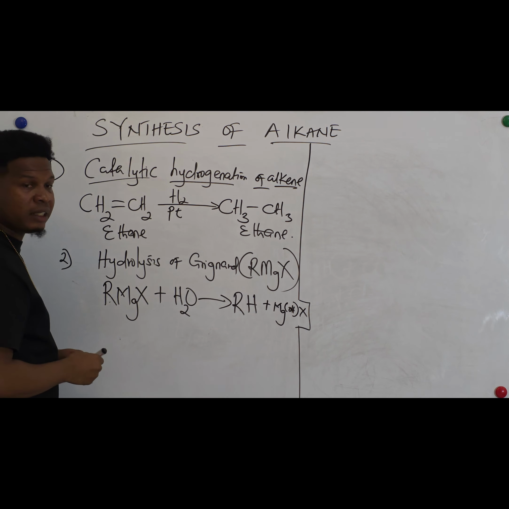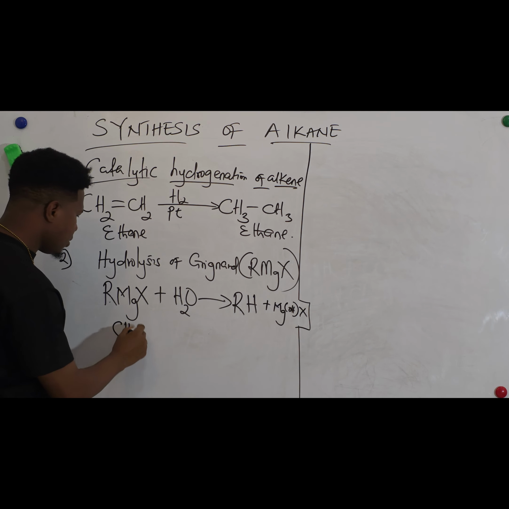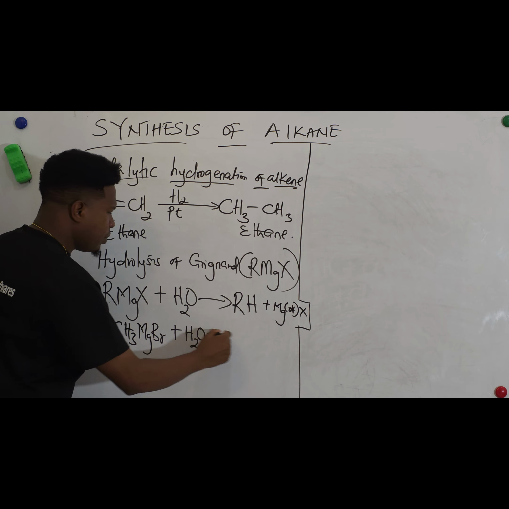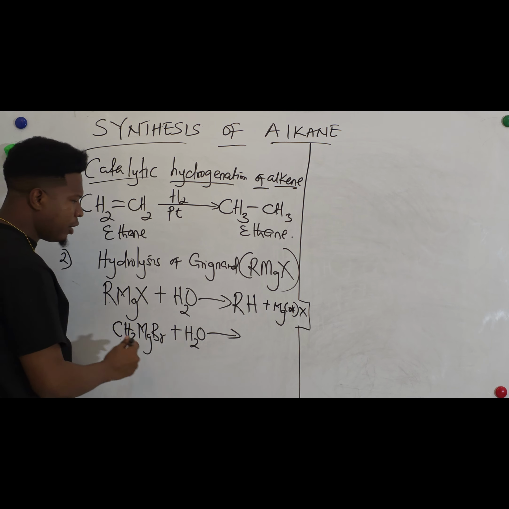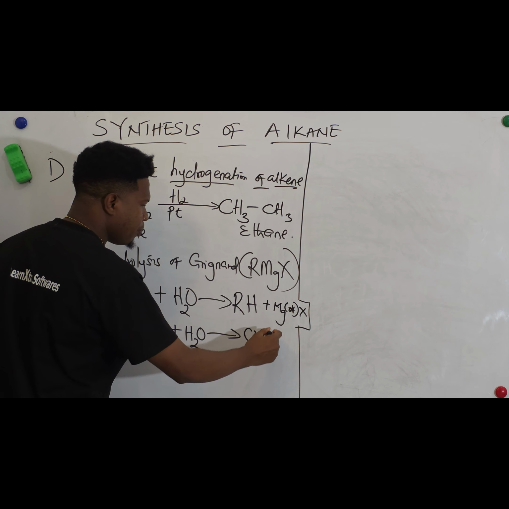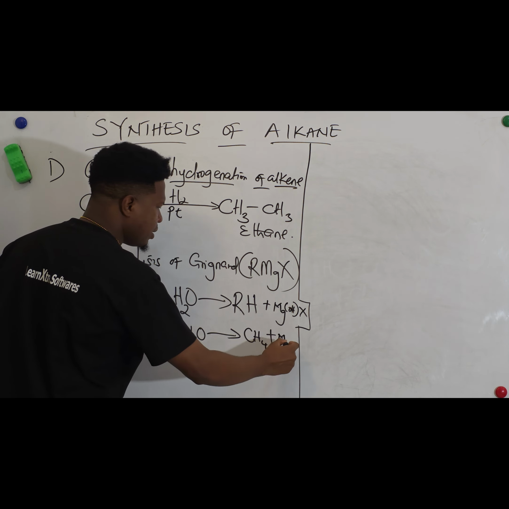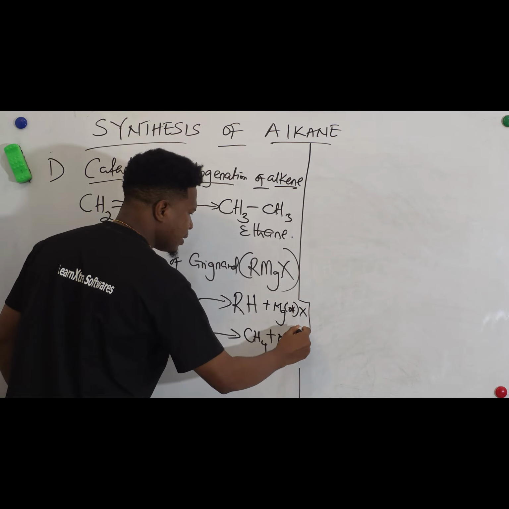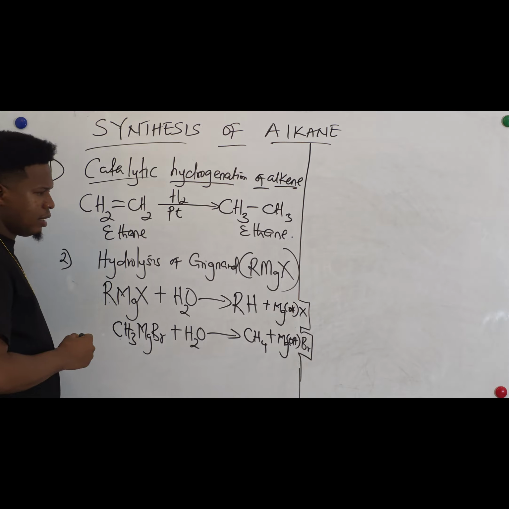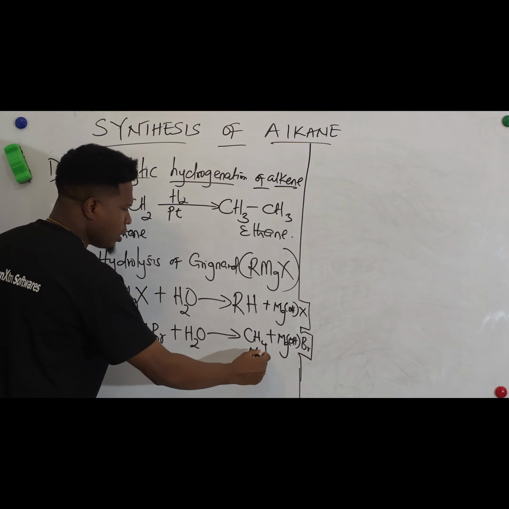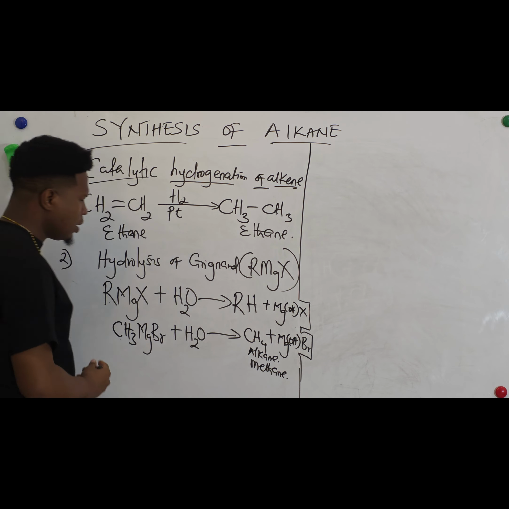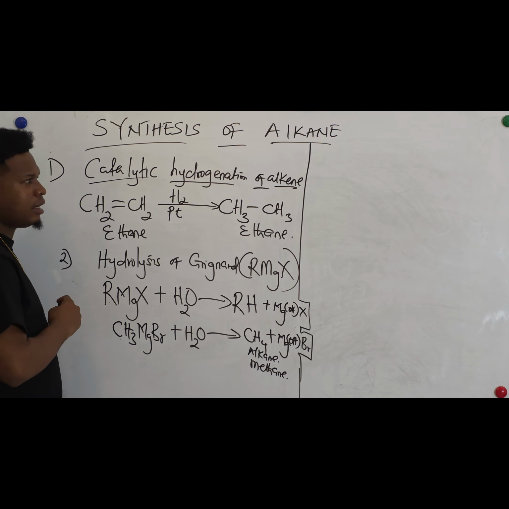So if we have a specific Grignard reagent, let's say methyl magnesium bromide reacting with water. From this reaction, methyl will pick up one hydrogen here to give us methane plus the rest, magnesium hydroxy bromide. Okay, so that is the reaction. So this is the alkane. Alkane is produced, and this alkane is what? Methane. So this is called hydrolysis of Grignard reagent. That way you can get an alkane from this reaction.